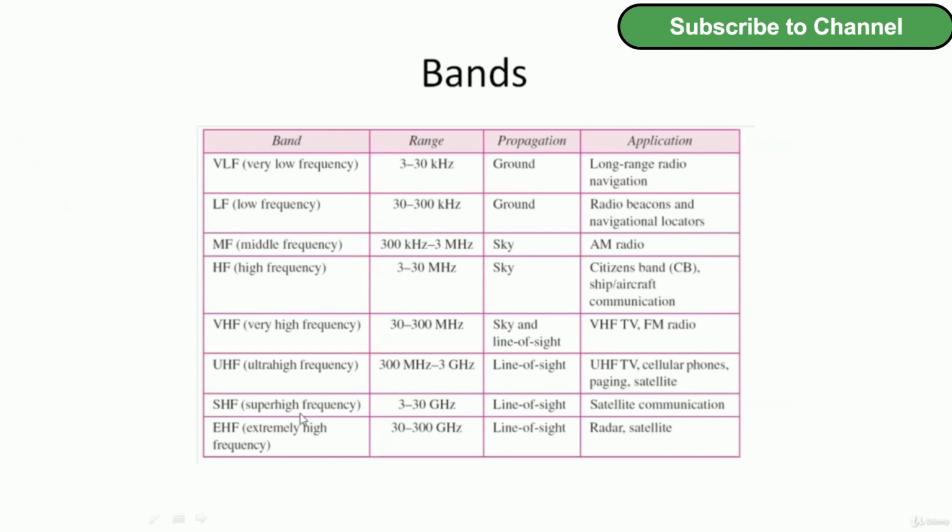Then SHF, super high frequency, 3 to 30 gigahertz, line of sight, satellite communication. EHF, extremely high frequency, 30 to 300 gigahertz, line of sight, used in radar and satellites. So these are the different bands, the range of frequency, propagation, and the applications.